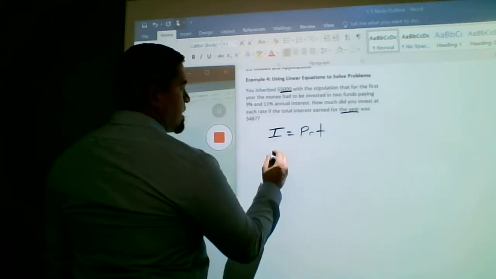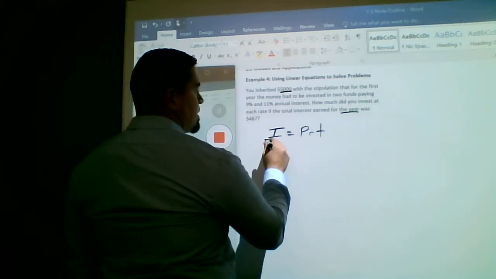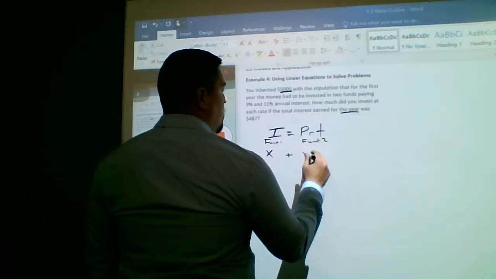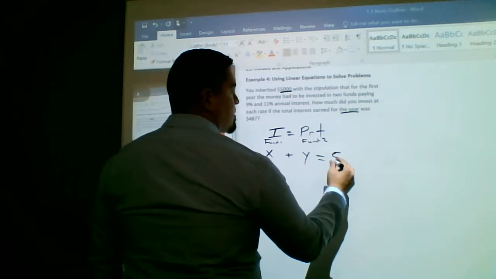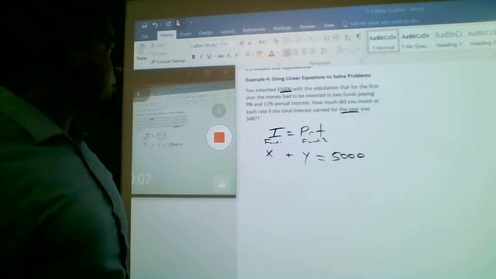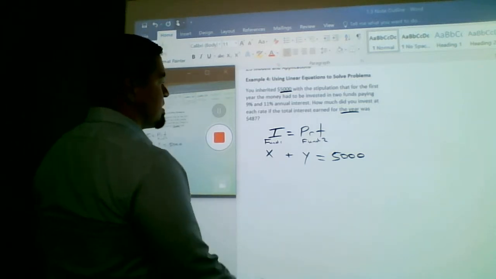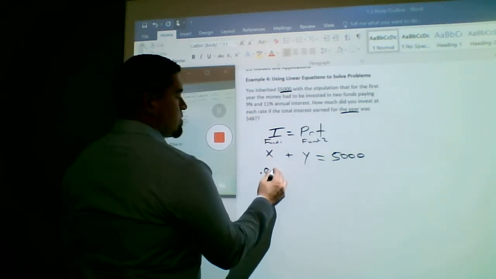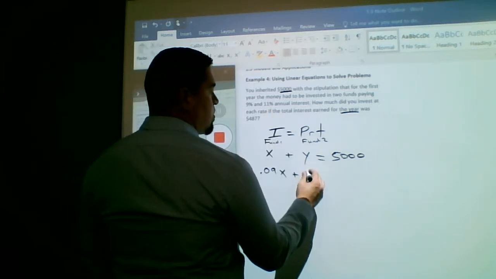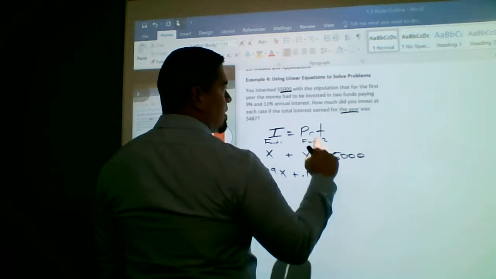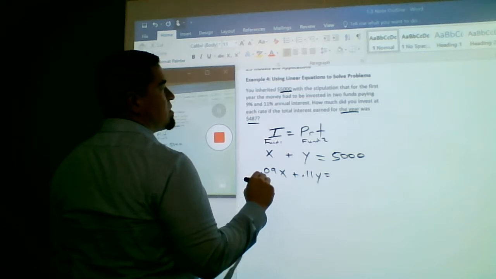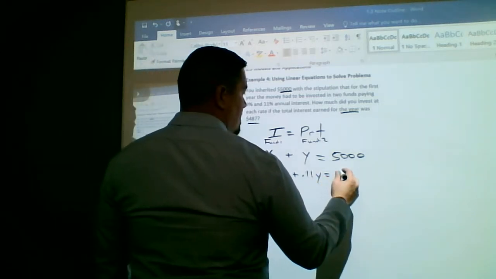Okay, so in this case, I'm going to call fund 1 x, and fund 2, I'll call it y, and they should add up to $5,000. The total of both funds should add up to $5,000. And not only that, fund 1 should give me 9% interest, so 0.09 times x, that's going to be the interest, and then fund 2 should give me 11% interest, so that's 0.11 times y. And then it also tells you what that interest adds up to, which is 487.